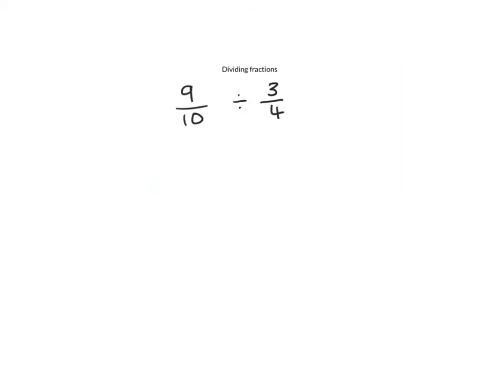So for this example, we're going to do 9 over 10 divided by 3/4, or 9/10 divided by 3/4. Let's write in the steps. So let's follow these steps. Stick it. 9/10 stays as 9/10. Change it. Divide changes to a times. And then flip it, or find the reciprocal of it. Flips that fraction to 4/3.